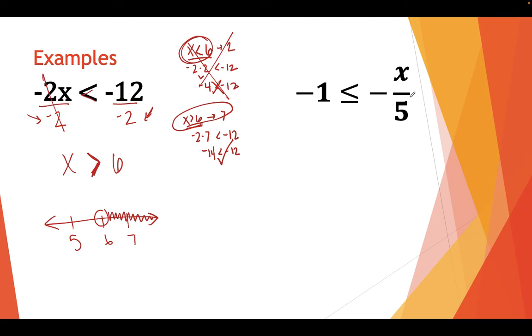Let's take a look at this example over on the right. -1 is less than or equal to -x over 5. To solve this, I need to multiply both sides by -5. This allows for not only the 5's to cancel, but the negatives to cancel as well, leaving us with a positive x. And a -5 times a -1 gives us a +5. Since I multiplied on both sides by a -5, I need to now reverse my inequality symbol so that it is 5 is greater than or equal to x.